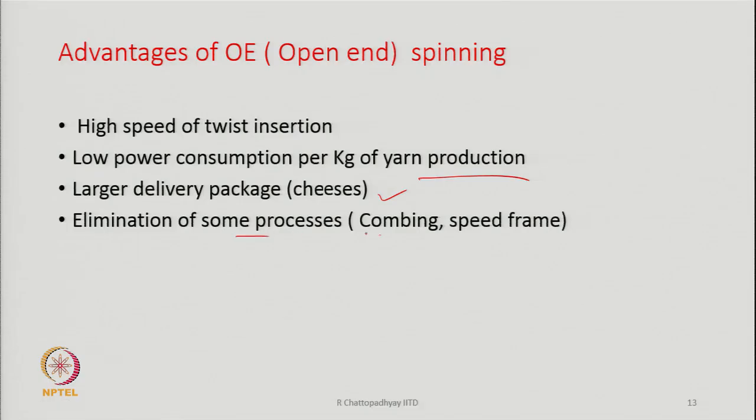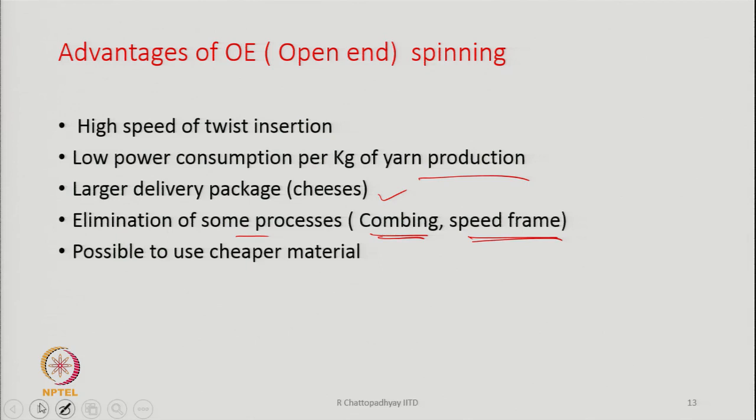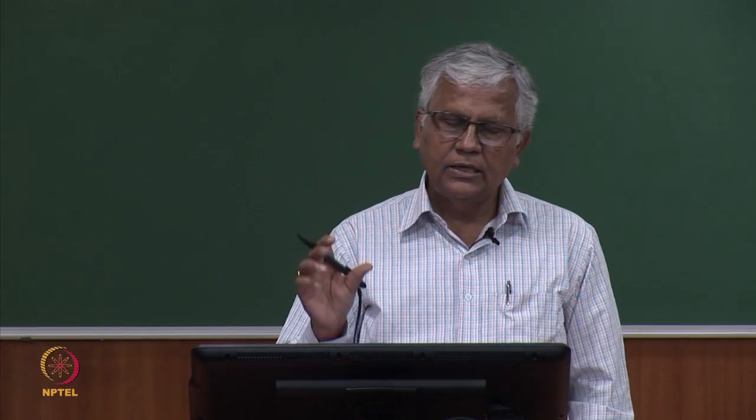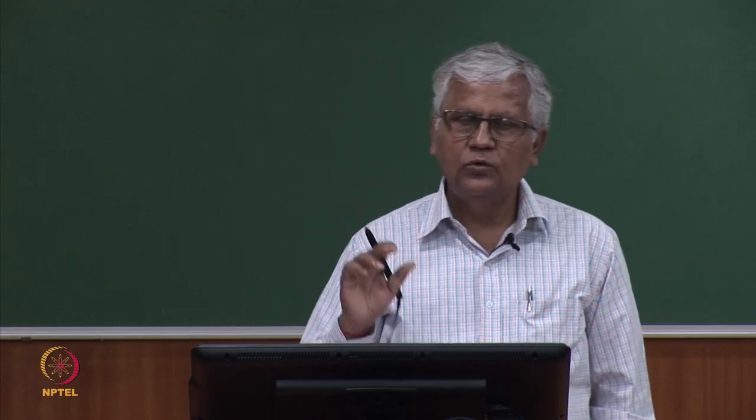Elimination of some processes. We will see that we do not need combing operations, we do not need speed frame, that is roving frame. These two processes are not required at all. Possible to use cheaper material, especially in rotor spinning system, we can use cheap material, that means fibers which are shorter in length. This is only true for rotor spinning.